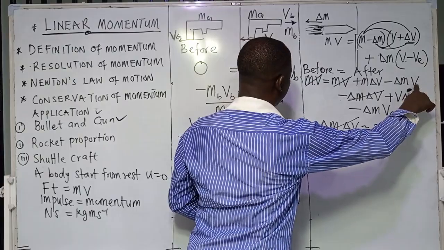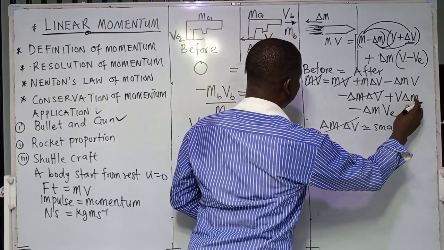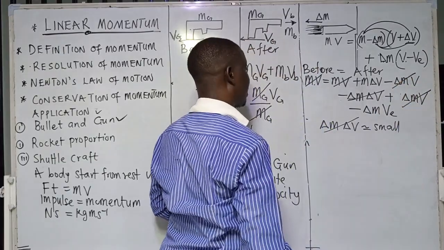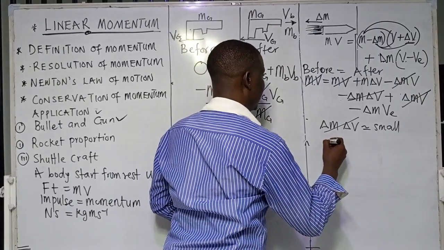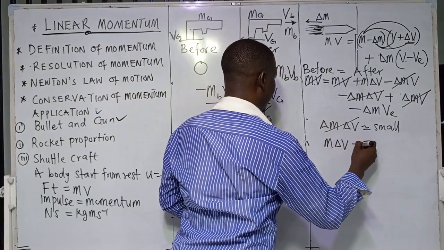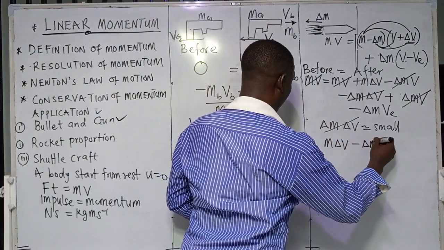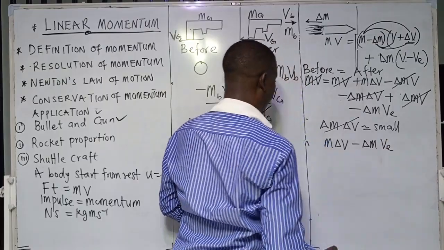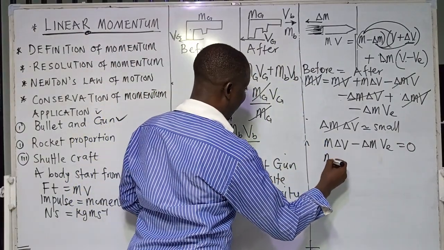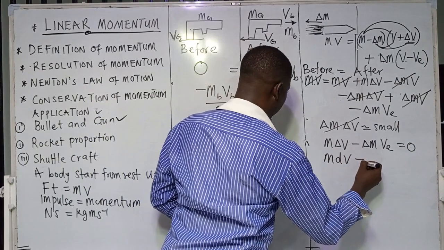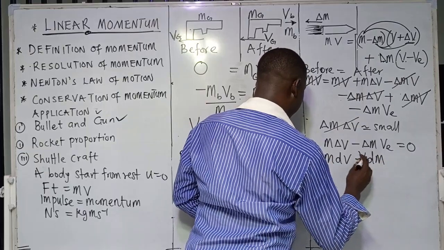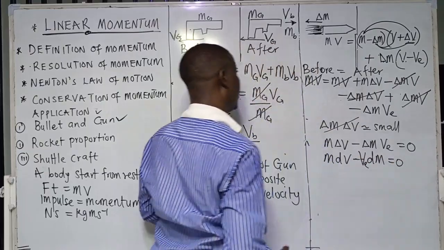Then change in mass times v, we cancel. This is also change in mass times v. They will cancel out, minus plus cancel out. So what we have left will now be m change in velocity minus change in mass times exhaust velocity is equal to 0, which can be written as m dv minus dm ve is equal to 0.